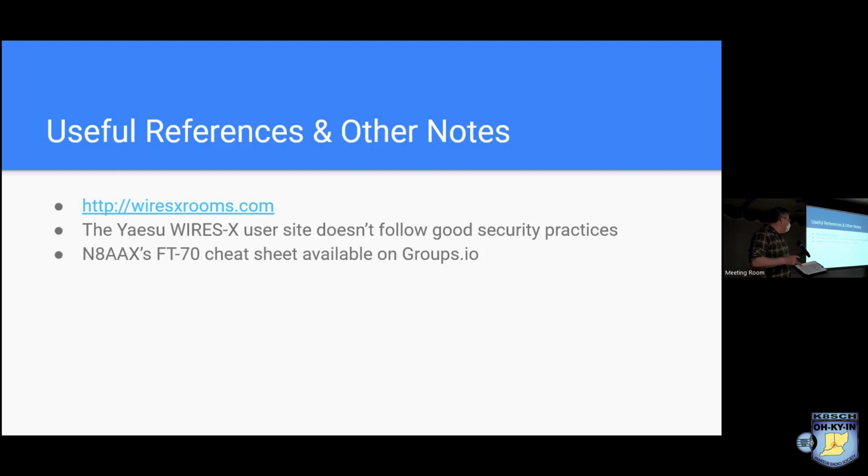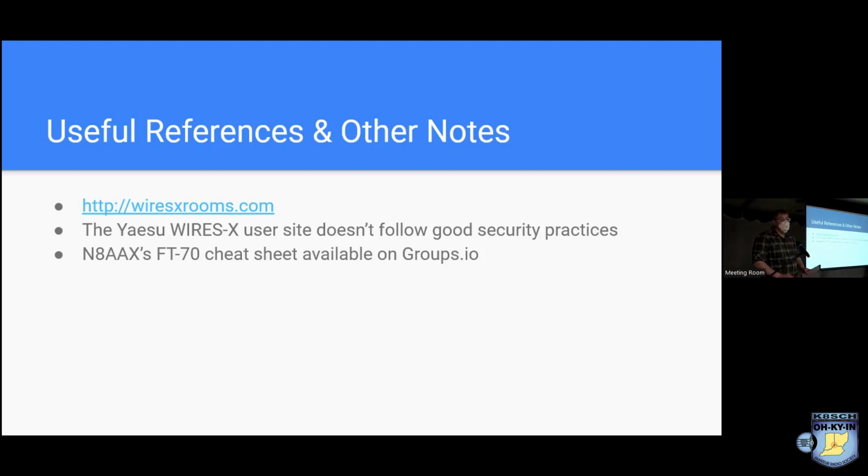Last but not least, Steve N8AAX reached out to me a couple of weeks ago or so, and he said he'd been playing with the 925 repeater with his FT70, and he put together a cheat sheet on how to set up your FT70 to talk to the 925 repeater. And he said I was welcome to share it with the club. So I told him, hey, I'm going to be selfish. I got to present on this in January. So I'm going to keep this secret until January, and then I'll share it with the club.